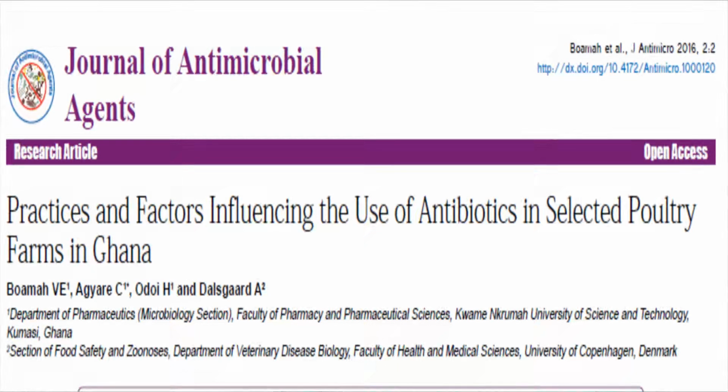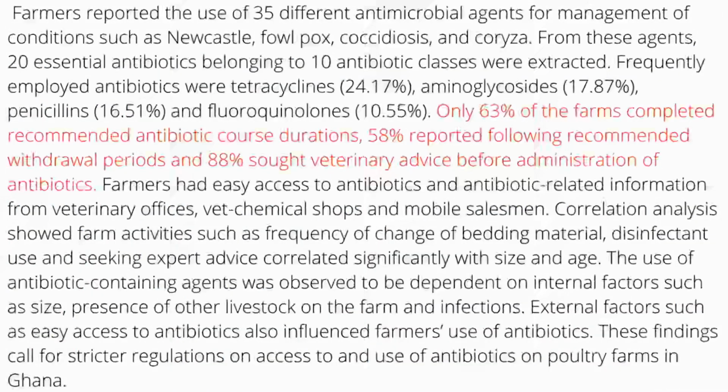The study investigated practices and factors influencing the use of antibiotics in selected poultry farms in Ghana. The findings of the authors showed that 63% of the farms completed recommended antibiotic course durations, 58% reported following recommended withdrawal periods, and 88% sought veterinary advice before administration of antibiotics. Let's look at a snippet of the discussion.